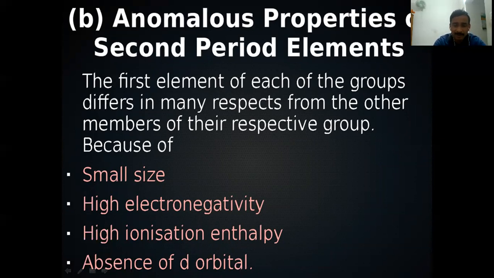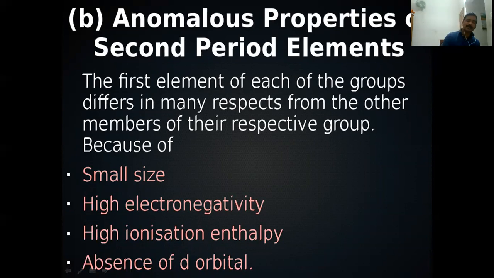What are the reasons for this anomalous property of the second period elements, or the first element of each group? There are a lot of differences, and what are the reasons for that? If you analyze all the elements in the second period, you can identify they are very small in size as compared to other elements of the group. They have high electronegativity. Similarly, high ionization enthalpy, absence of d orbitals.